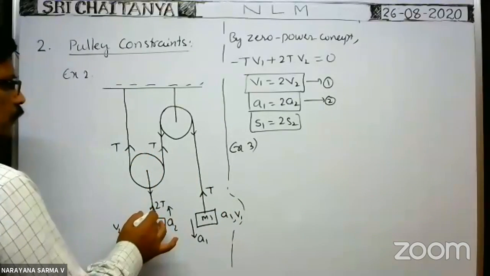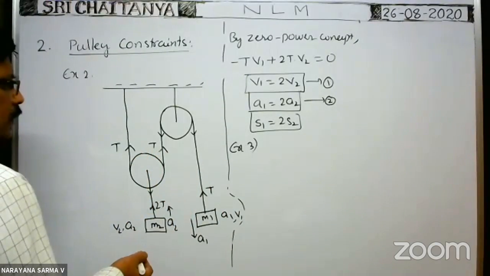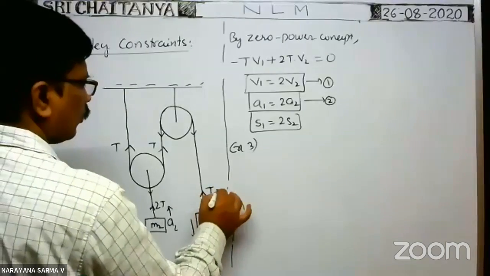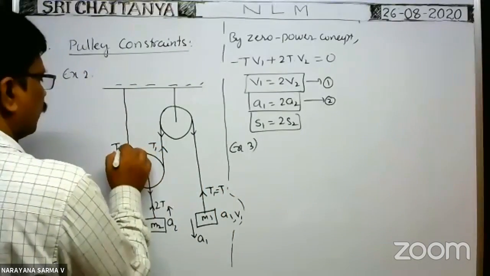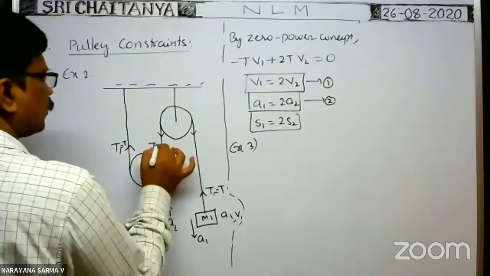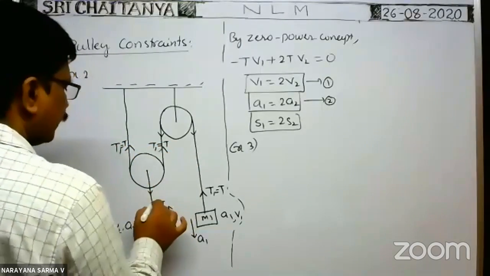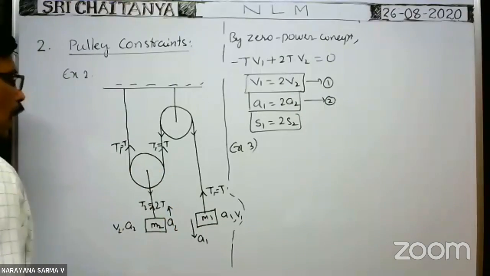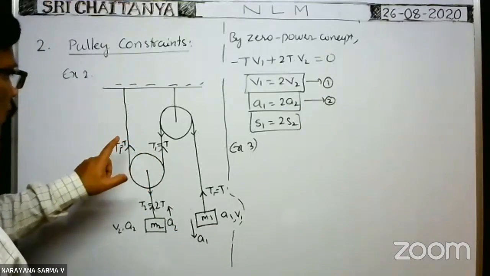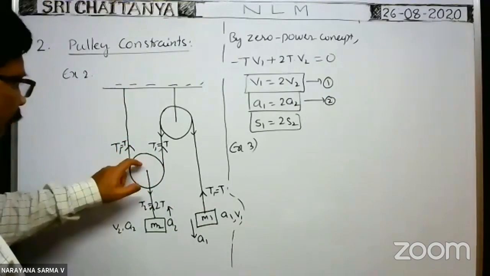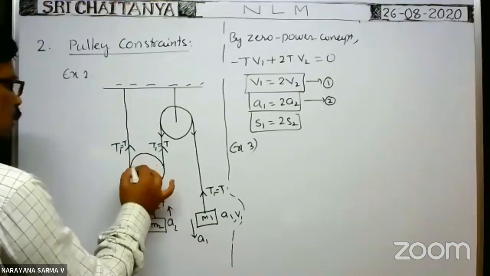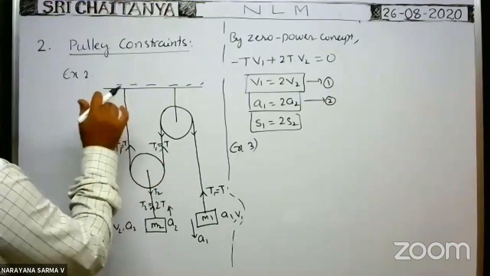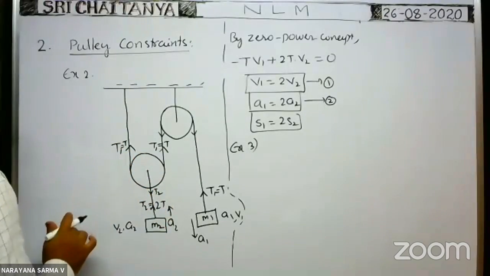In such a way also we can imagine. T1 is equal to say T. This is also T1, this is also T1. Of course, T1 is equal to T. Okay, here it is say T2. On the pulley, T1, T1. That means 2T1 acts in upward direction and T2 acts in downward direction. On this pulley, 2T1 tension acts upward, T2 tension acts downward.